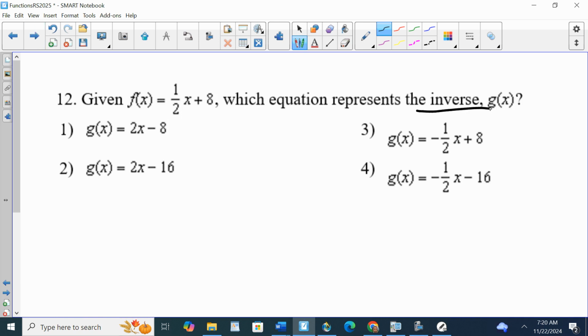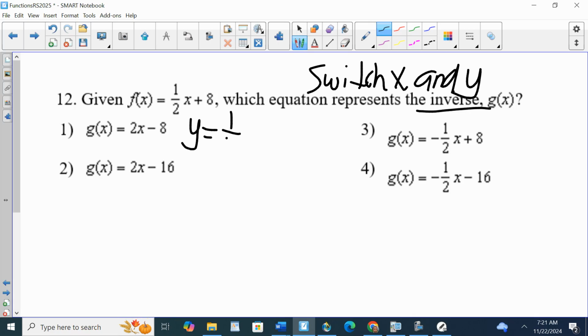Inverse: switch x and y, switch x and y. Two ways to do this. I'm going to do it both ways. Inverse: switch x and y. Before I can switch x and y, if I'm doing it algebraically, I'm going to write it as y equals instead of f of x equals. Switch x and y. x equals 1/2 y plus 8.